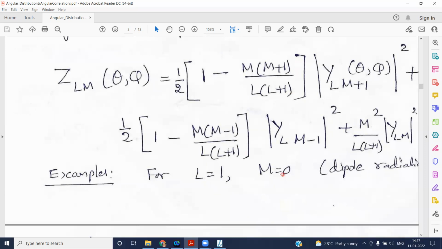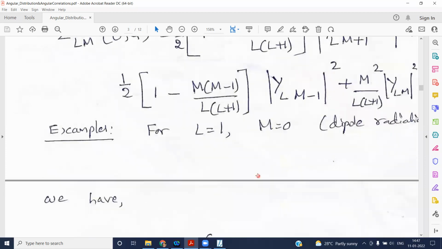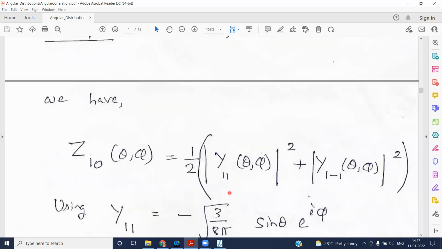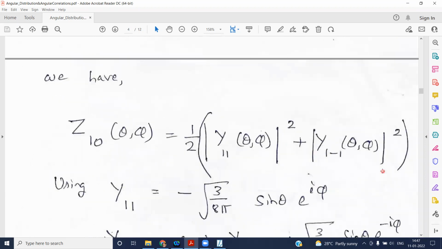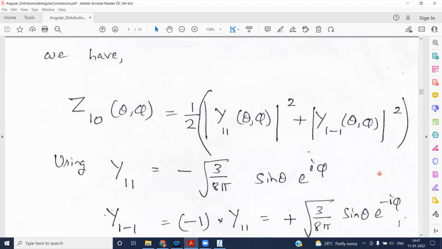L is 1, M is 0. Substitute this, then you do get |Y11(theta, phi)|^2 plus |Y1-1(theta, phi)|^2. Now, I had asked you to work out the spherical harmonic function for L equal to 1, L equal to 2, etc. There is a meaning for it, because you need to use them when you want to check the angular distribution of gamma rays.